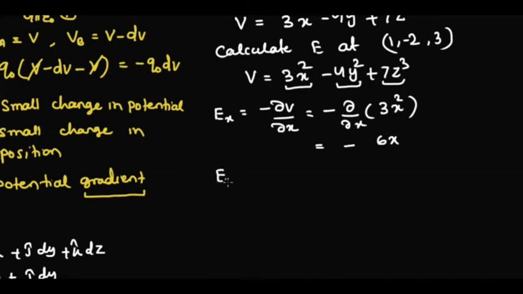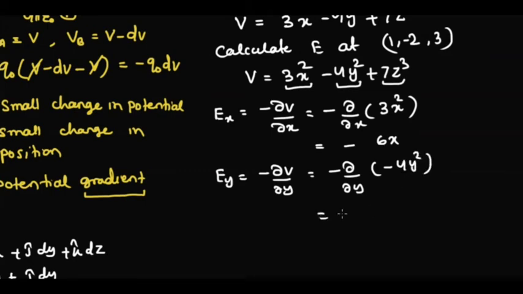Similarly, when you are finding Ey, Ey is equal to minus del V by del y. When you are doing the partial differentiation of potential with respect to the y coordinate, you have to assume that the x part and the z part are constants. Only look at the y term in this expression. That means we have to differentiate the term minus 4y square. Minus minus will be plus. So we have 2 into 4, taking 4 outside, you will get 2y here. So the answer is 8y.